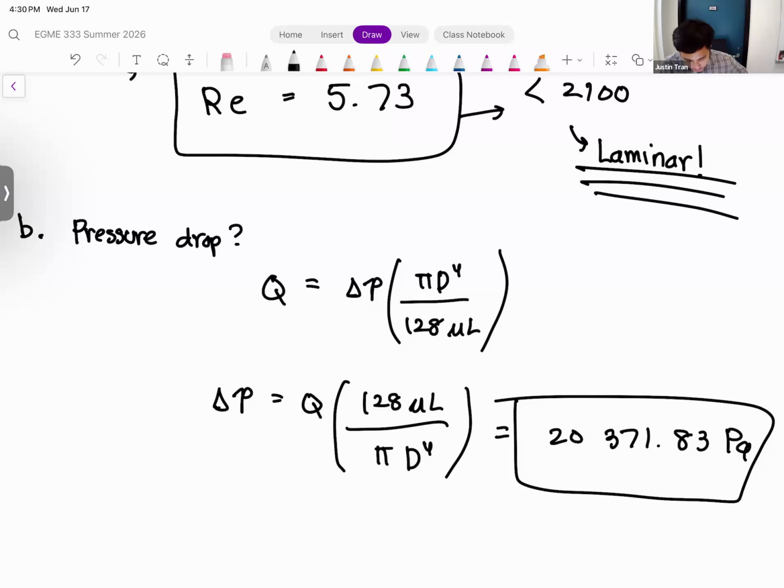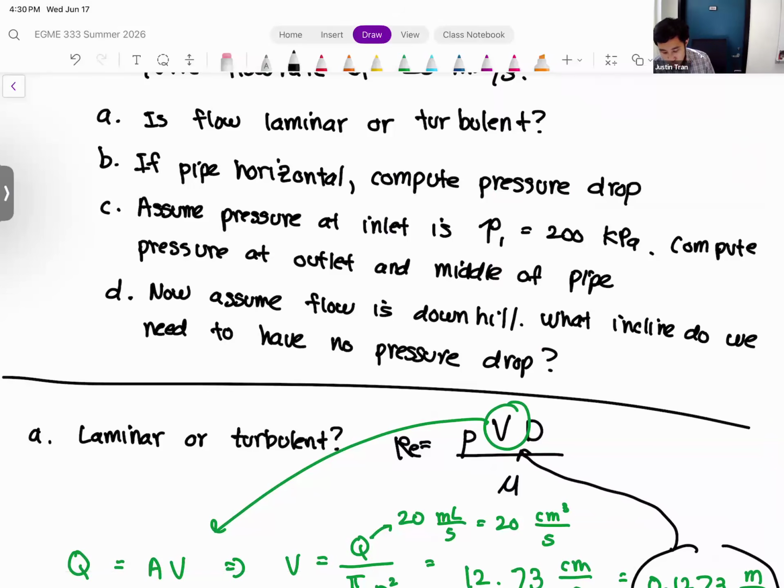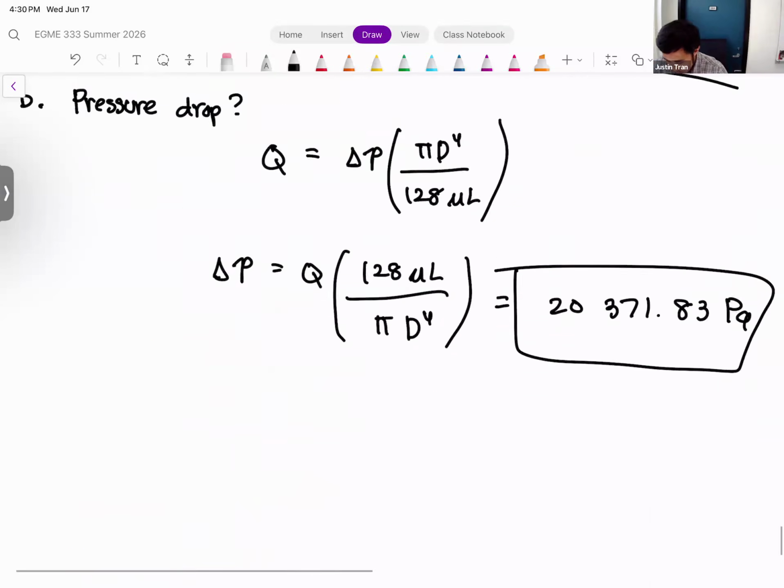Okay. Part C, we scroll up to see what part C was asking us. Part C gives us an inlet pressure. It tells us that the pressure at the inlet is 200 kilopascal, and it wants us to compute the pressure at the outlet and the pressure at the middle of the pipe.